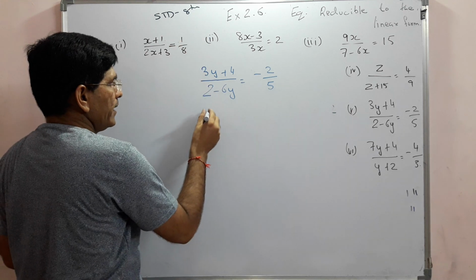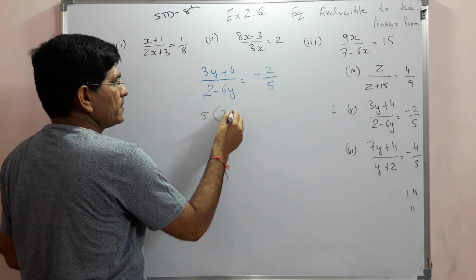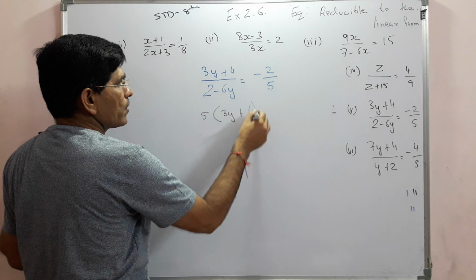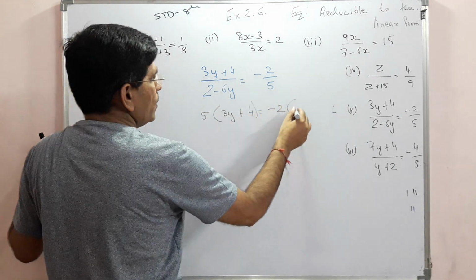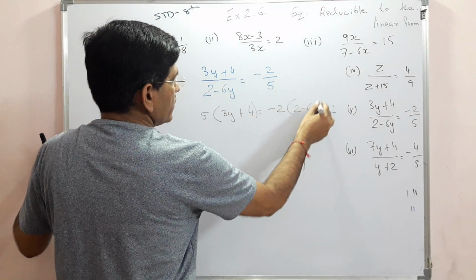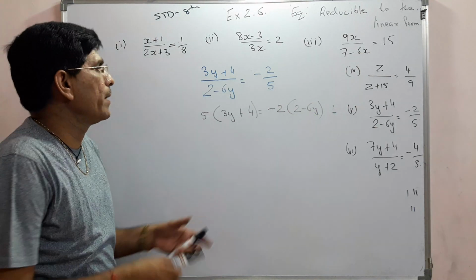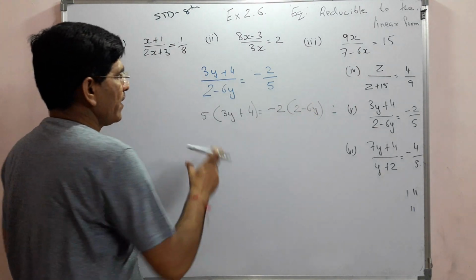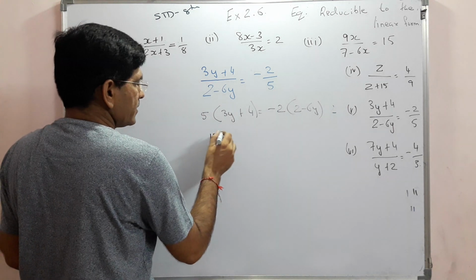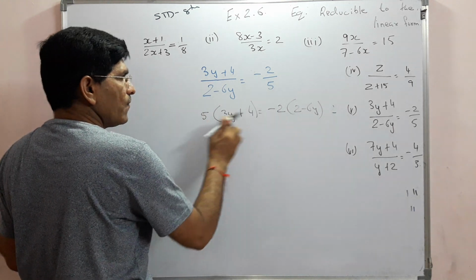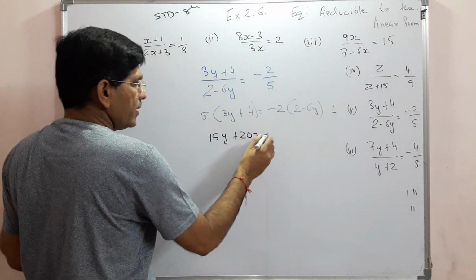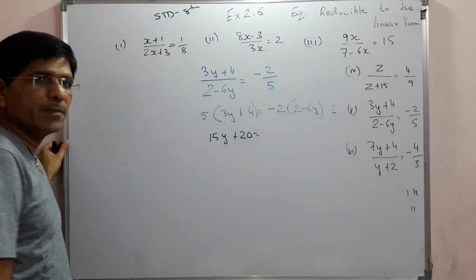So 5 in bracket I have to write 3y plus 4 is equal to minus 2 in bracket 2 minus 6y. Now what I have to do? Open the bracket. So if I open the bracket, then 5 times 3y is 15y plus 5 into 4, that is 20. Mostly students make a mistake here.